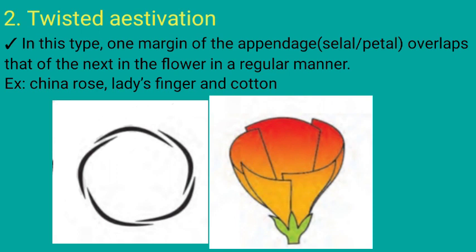The second one, twisted estivation. In this type, one margin of the sepal or petal overlaps that of the next sepal or petal in the flower in a regular manner, called twisted estivation. Examples, hibiscus or China rose, lady's finger, and cotton. Let's see the diagrammatic representation. In the picture also, one end of a sepal or petal overlaps the end of its next sepal or petal in a regular manner in the flower.